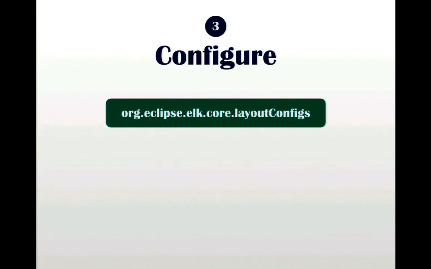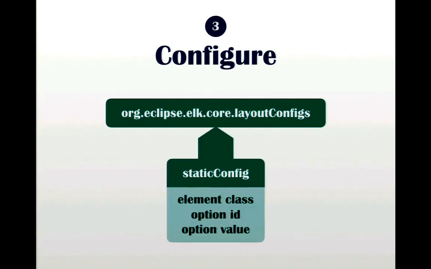It's a very static configuration, and it's Eclipse, so we're using an extension point, right? It's the layout configs extension point, which you can plug static configs into. And what a static config says is, Eclipse Layout Kernel, if you encounter a diagram element of that class, that might be the surrounding node of the whole mind map, it might be just one part of the mind map, whatever it is, if you see an element of that class, then set the option with this ID to this value. Very simple.